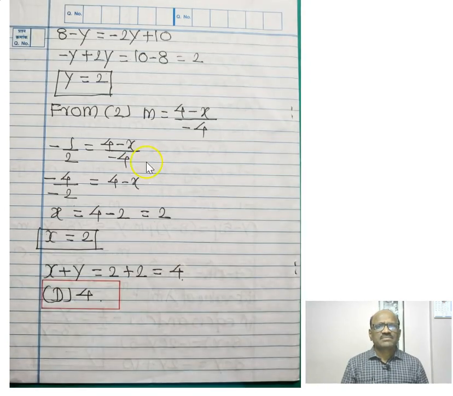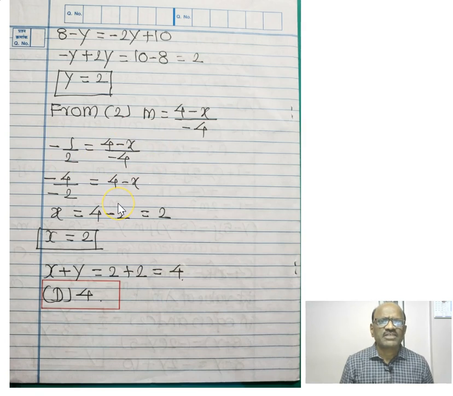Now next, as y is equal to 2, from equation 2, m is equal to 4 minus x upon minus 4. The value of m is minus 1 upon 2, so minus 1 upon 2 is equal to 4 minus x upon minus 4. Make the cross multiplication, then you are getting minus 4 upon minus 2 is equal to 4 minus x, and hence x is equal to 2. What about the next? x is equal to 2 and y is equal to 2. Therefore, x plus y is equal to 4.